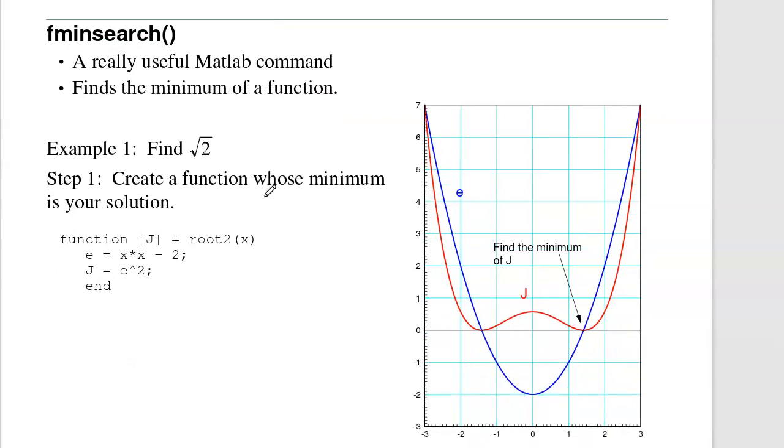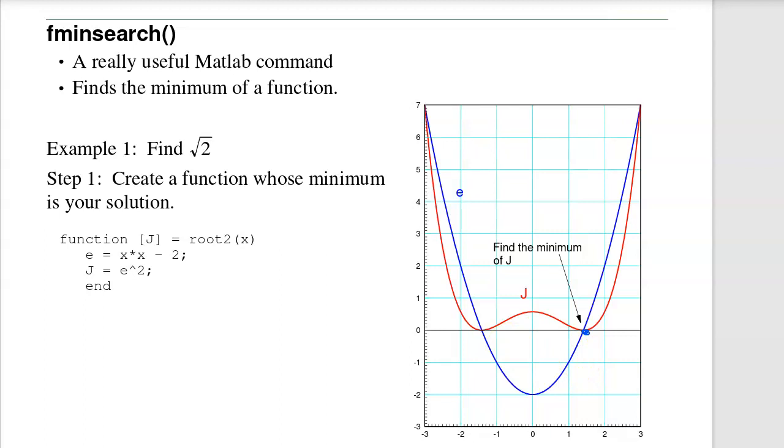So to start out, what fminsearch does is it finds the minimum of a function. So for example, let's find the square root of 2. That probably doesn't impress you too much. You can do that on your calculator, but let's start somewhere. One way to find the square root of 2 is to come up with a function whose minimum is the square root of 2. So to do that, I'm going to pass x, find x squared minus 2. That's the blue line. I want to find the zero crossing. Now square the error, that gives you the red line. The minimum is the square root of 2.